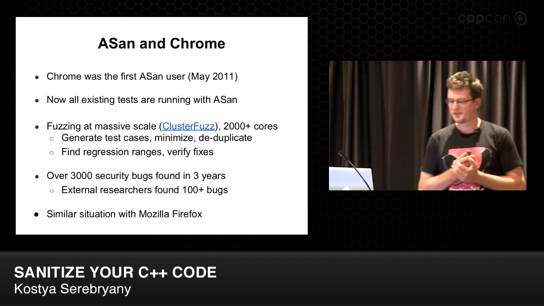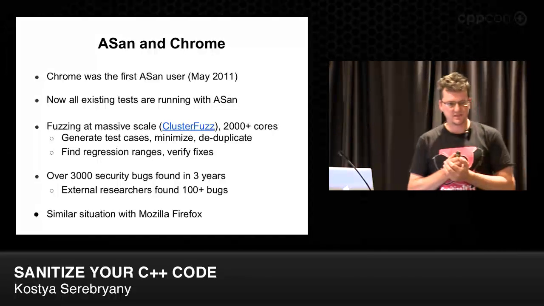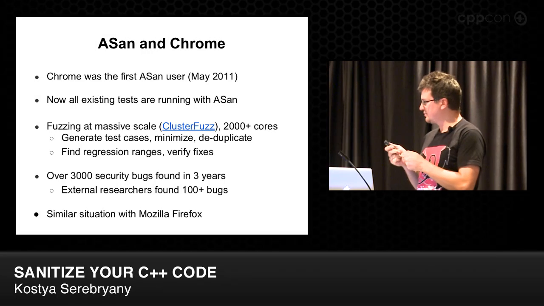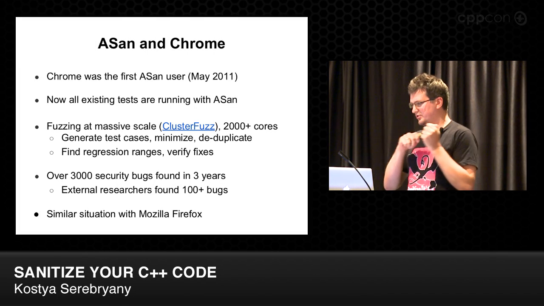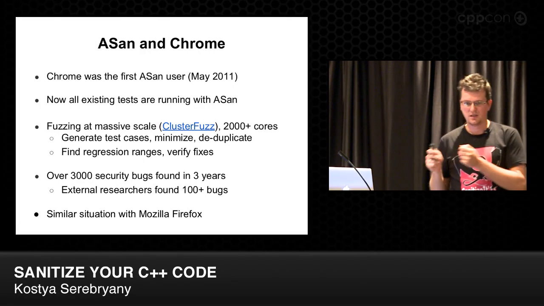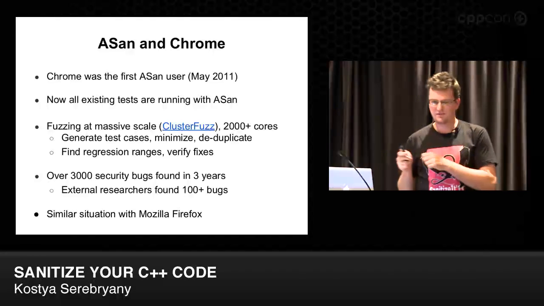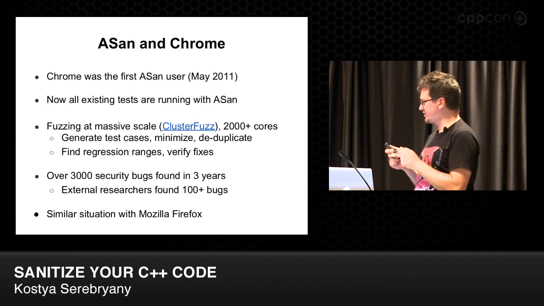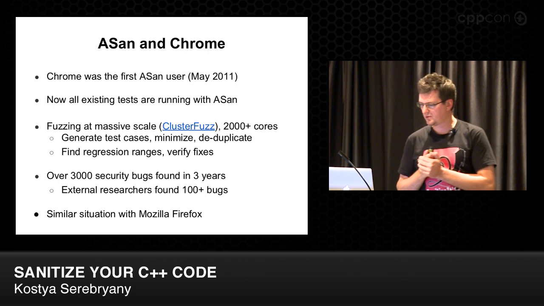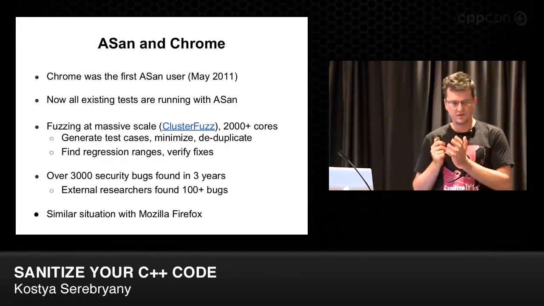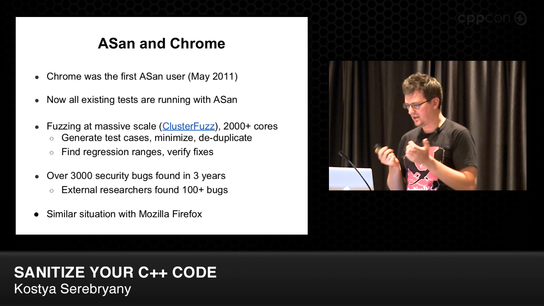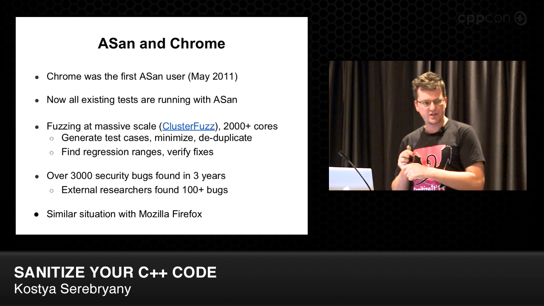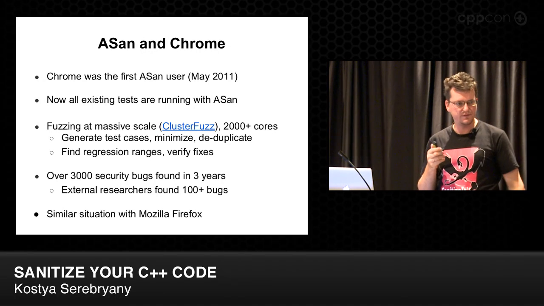And the Chrome folks developed a massive scale fuzzing infrastructure, which they call ClusterFuzz, which generates random tests on the fly, throws them into instrumented Chrome, waits for like 10 seconds. If nothing happens, it goes on. And just this testing infrastructure alone has found over 1,000 bugs at least. It also can minimize tests, deduplicate tests, find regression ranges, and verify if the bug is fixed.